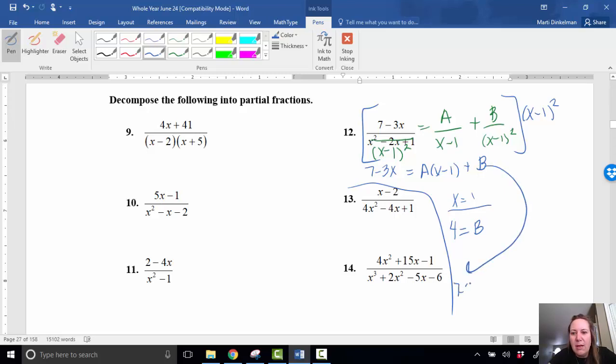So 7 minus 3x equals a(x minus 1) plus b. So this one's actually going to be quite easy for us because if I think about what's going on with x's, there's only one thing with an x over here. So this tells me that a has to be -3 because that's the only way we're going to get an x. So I'll let you finish up that problem as far as putting the fraction together for your final answer.